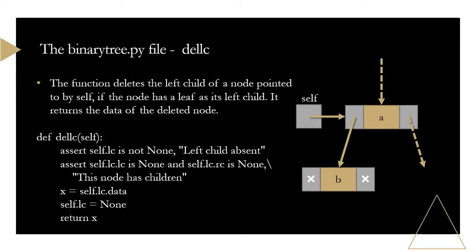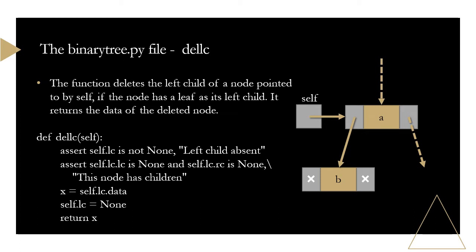Consider the node pointed to by self. We do not know if this node is the right or left child of its parent, nor does it matter. It may or may not have a right child. We check for two conditions. Condition 1. There is a left child. If there is no left child, we would not delete.